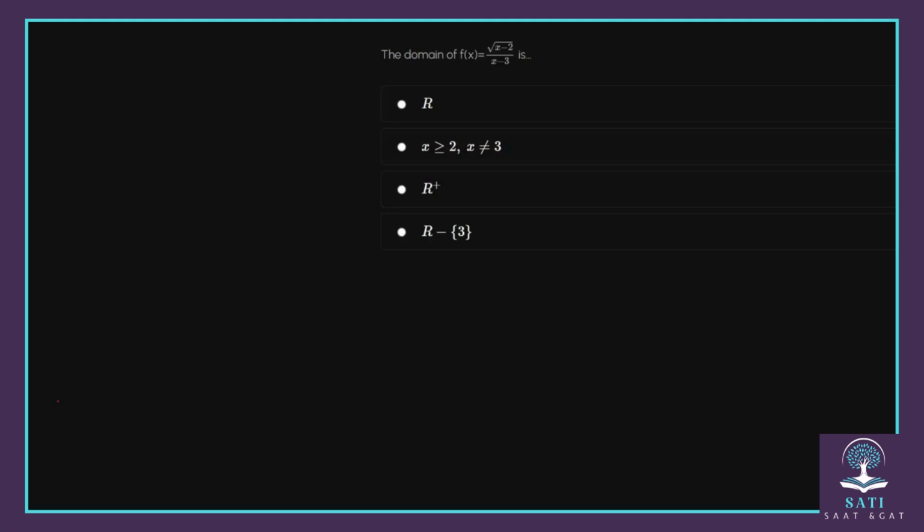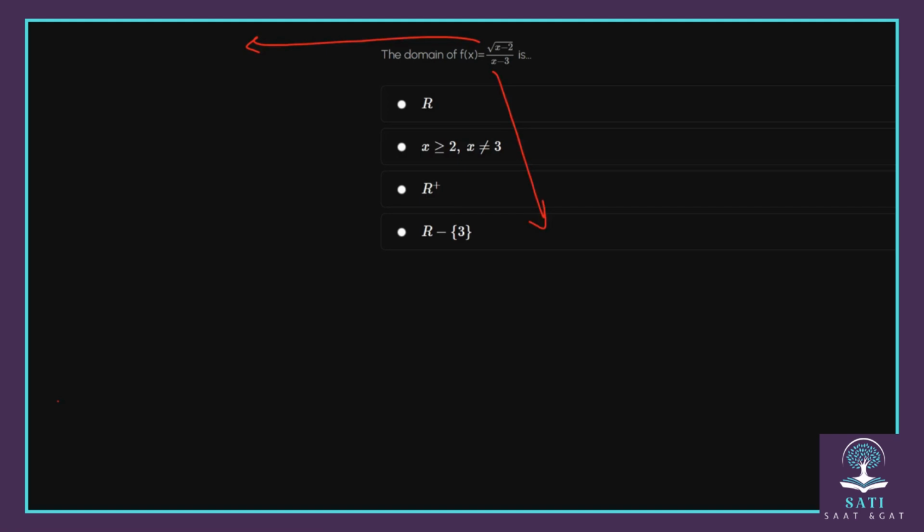Find the domain of f(x) equals the square root of x minus 2 over x minus 3. In this case, as you see, we have a square root function in the numerator and a quotient function. That means you have a denominator. That means in this case, I study both domains: the domain of the numerator and the domain of the denominator, each one alone.